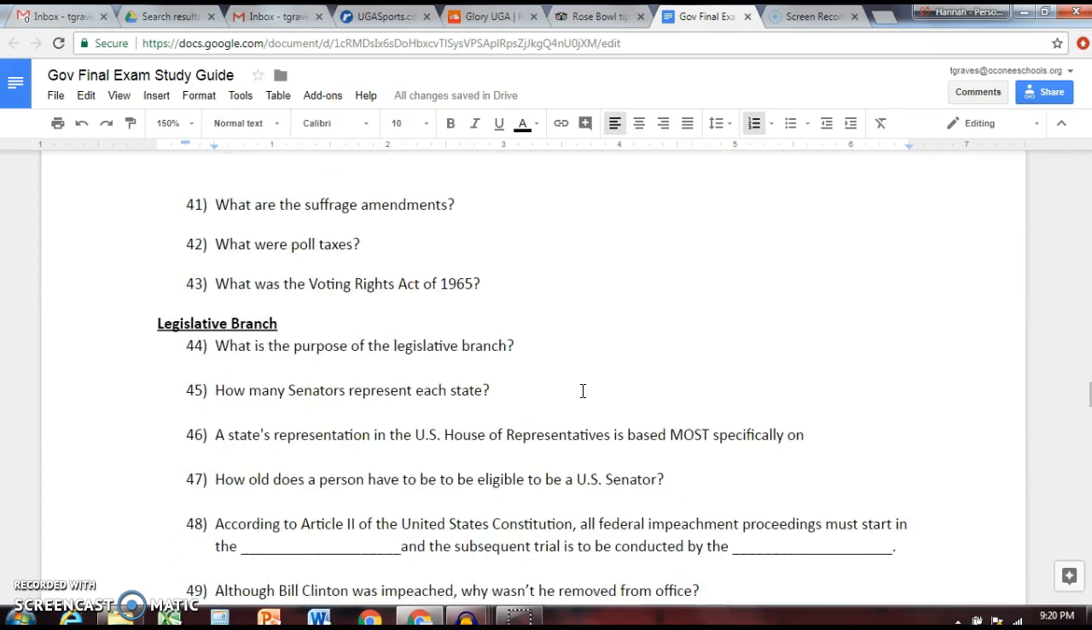Let's move on to number 44 here. We talked about this stuff recently with the legislative branch. I had a quiz last week on this. The purpose of the legislative branch, very simply, is to make the laws. Number 45, there are 2 senators that represent each state, no matter how big or small your state is.